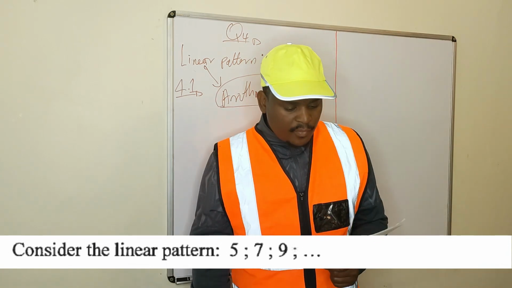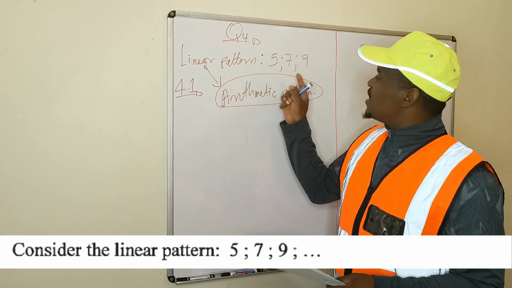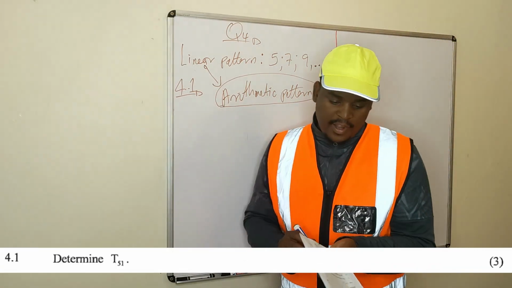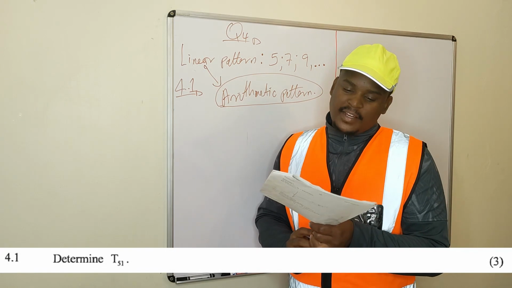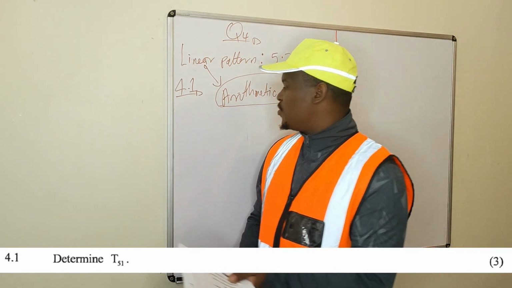So consider the linear pattern which has these 3 terms here. And then this pattern of yours continues. Fine. Determine term number 51. So they want you to find term number 51.